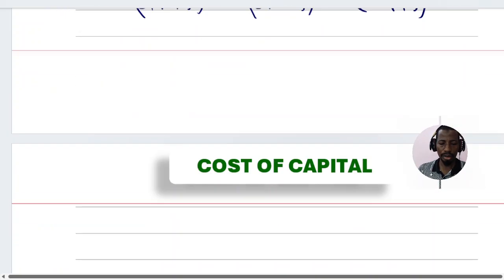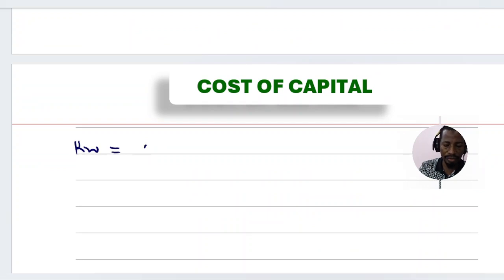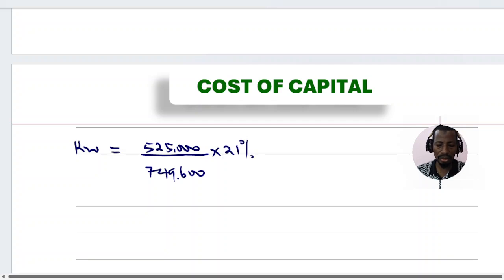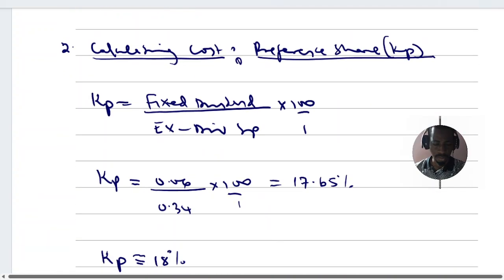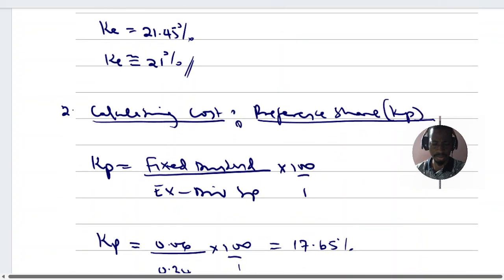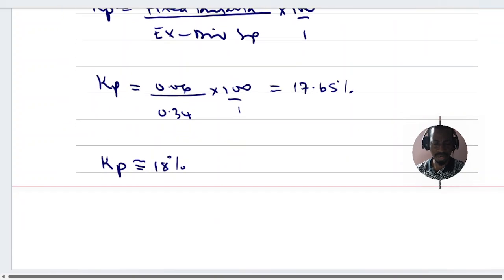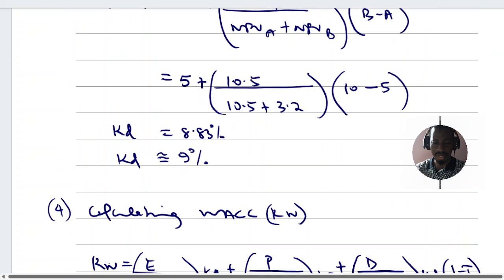So the WACC is equal to the value of equity, which is 525,000, the market value of equity, divided by the total value of 749,600, multiplied by the cost of equity of 21%. We calculated 21% as the cost of equity. That was the first. Cost of preference share is 18%. Then the cost of the debenture is 9%.